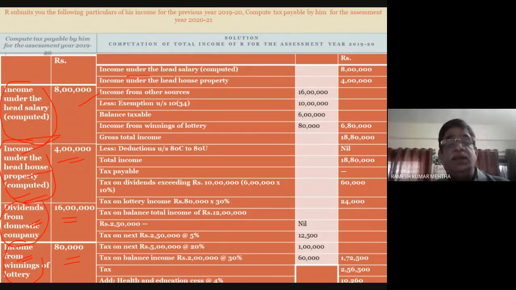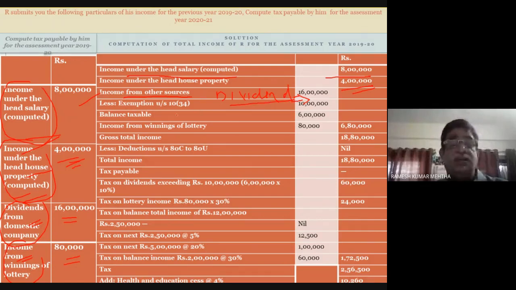The first source of income is income under salary, which is 8 lakh rupees. Number two is income from house property, which is 4 lakhs. Next is income from other sources, and this is dividend income, which is, sorry, 16 lakh rupees. He has invested some money in the stock market, and the companies in which he has invested have declared a dividend. The dividend he has received from acquisition of equity shares is 16 lakh rupees.